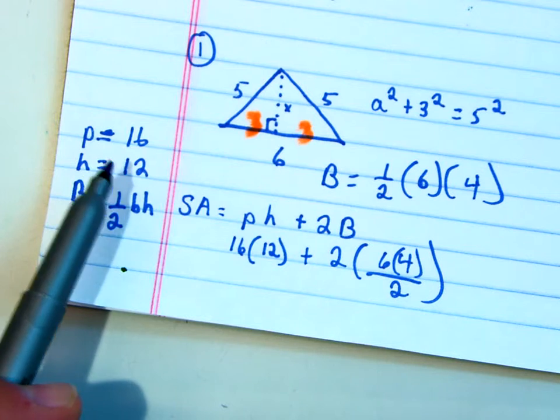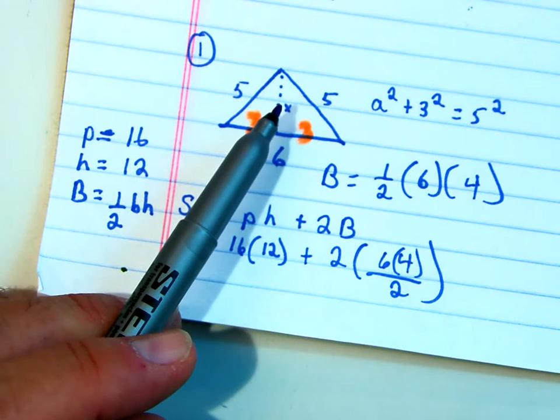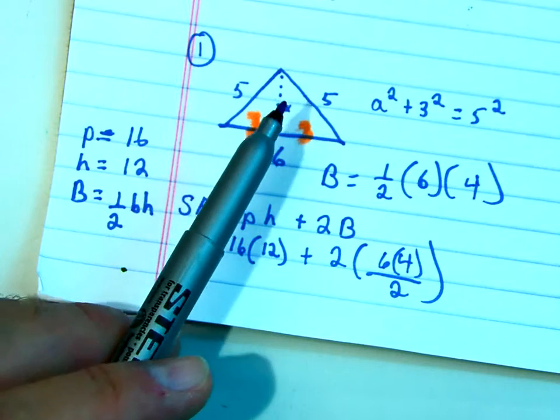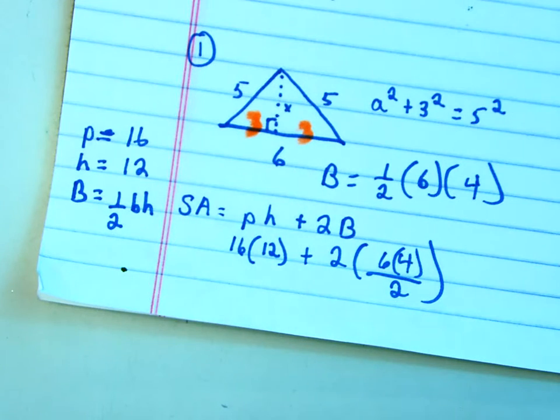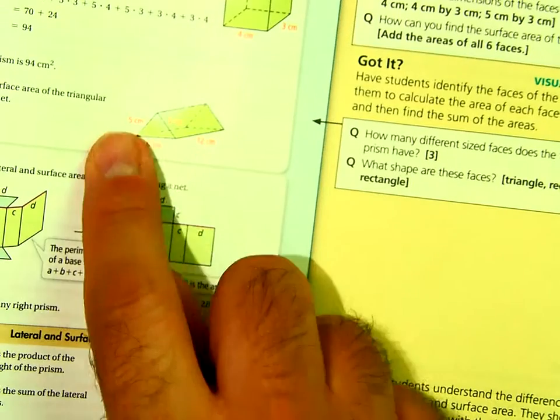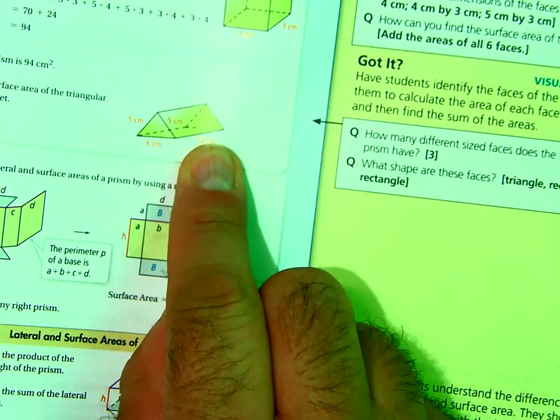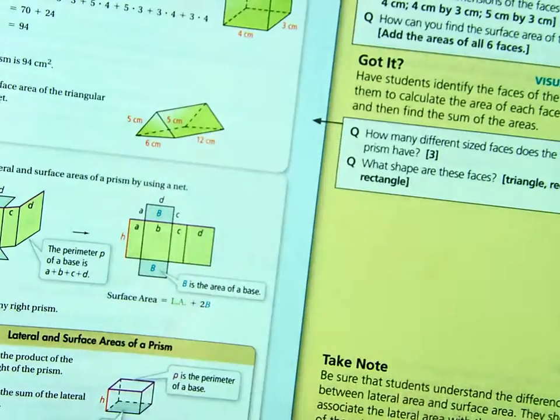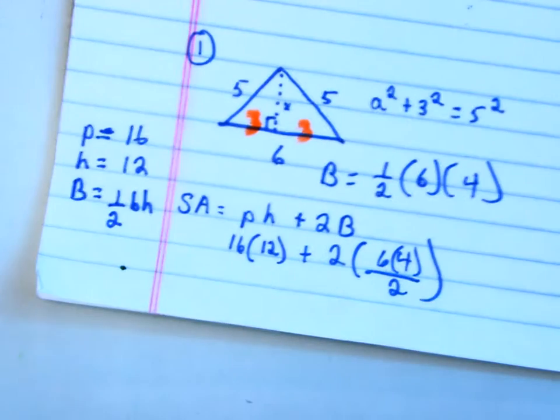Now, why do I know this height and this height aren't the same? Because I only drew the shape of the base. And when I look at the figure in the book, you'll see that this was the only number that's not on my base. That's the height of the shape. Even though it's laying on its side, it's the height. Okay?